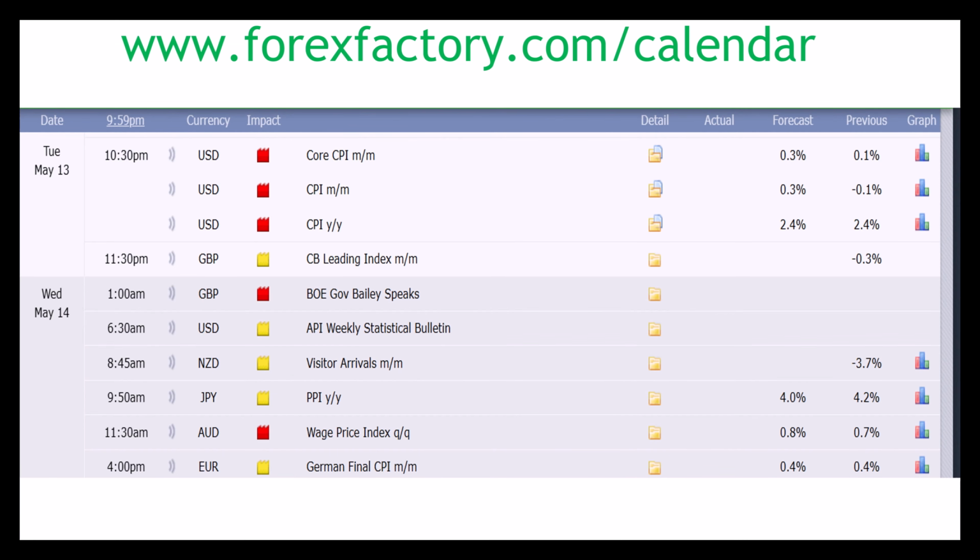In terms of the economic calendar, Tuesday night, 10:30 p.m. Sydney time, we've got CPI figures coming out in the US, and then the next day we have the wage price index figures in Australia. So I'd say by then, the 13th or the 14th, we will have this low coming from the 7 May top.